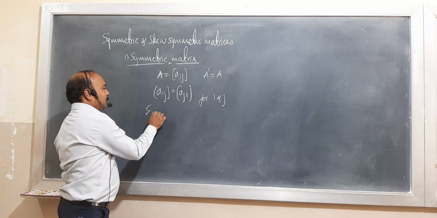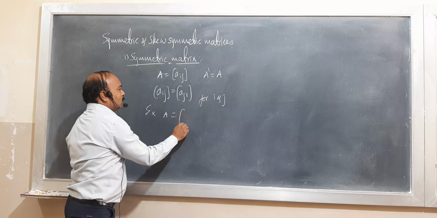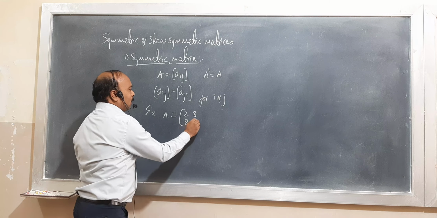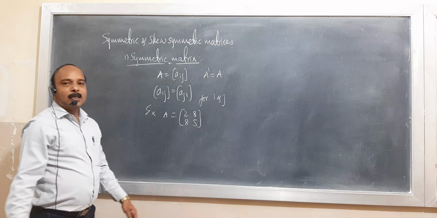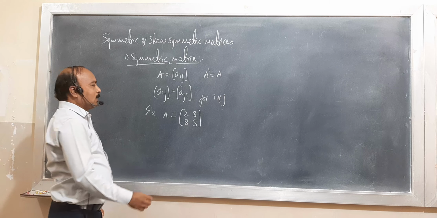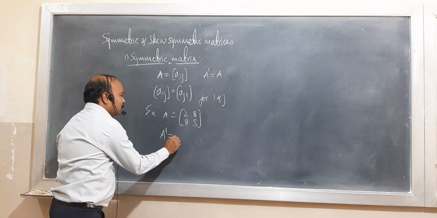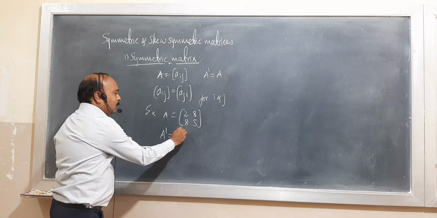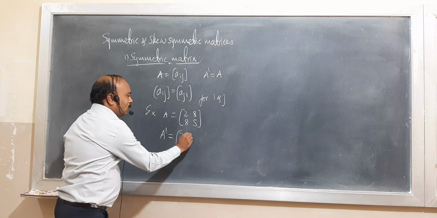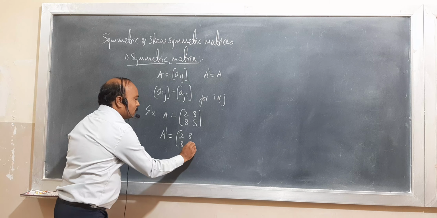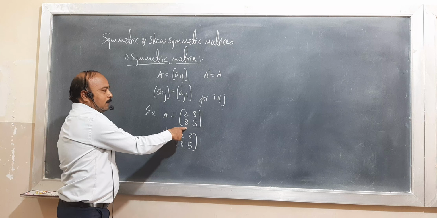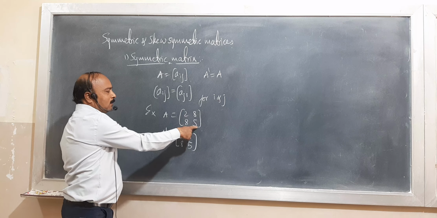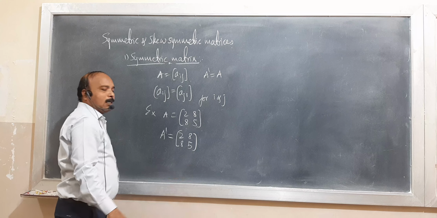For example, if you take A equal to [2, 8; 8, 5], if it is a given square matrix, now we consider A', meaning the transpose of A. Now we change the rows into columns and columns into rows. We get again [2, 8; 8, 5]. Because if you change 2, 8 into a row, it is 2, 8. If you change 8, 5 into a row, it is again 8, 5.